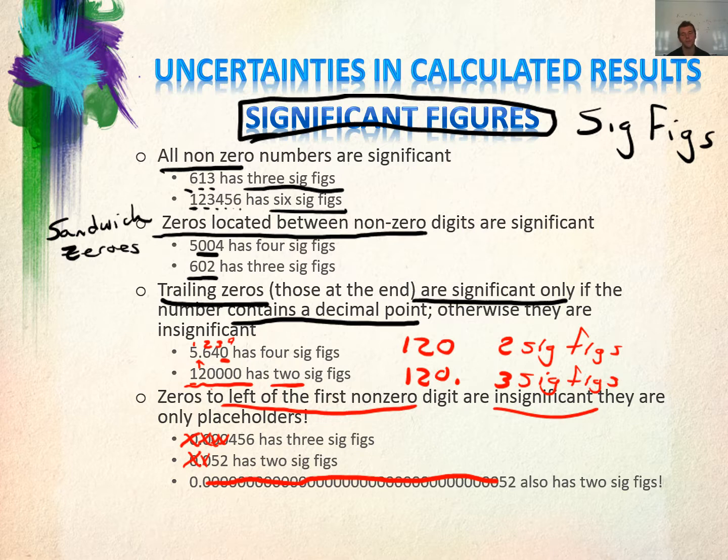This is going to be the rule that trips you up all the time. Another example, something to be on the lookout for: if I have 120 and 120 with a decimal, these are two different numbers. This has 2 sig figs.